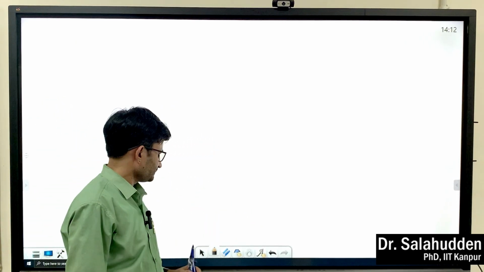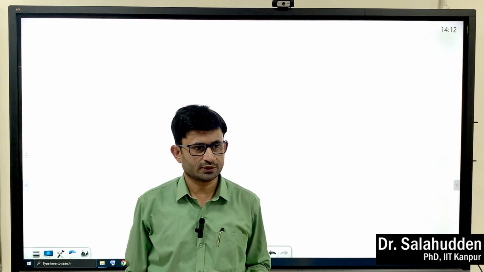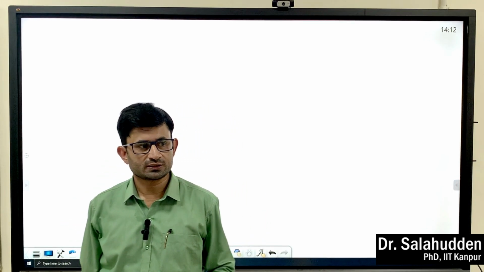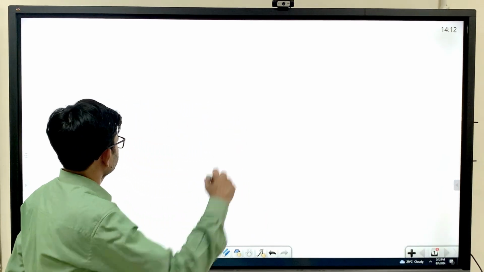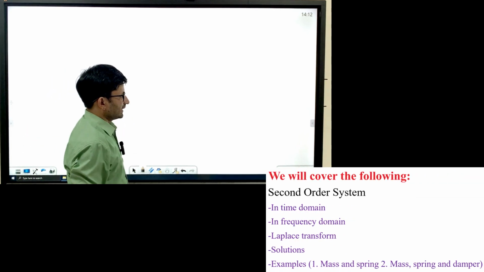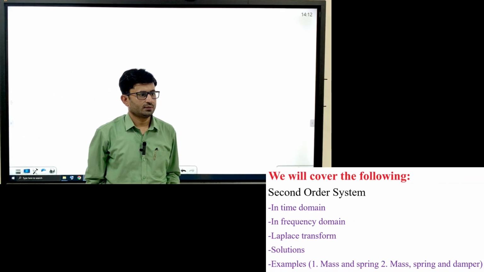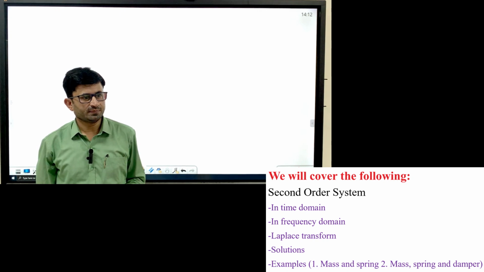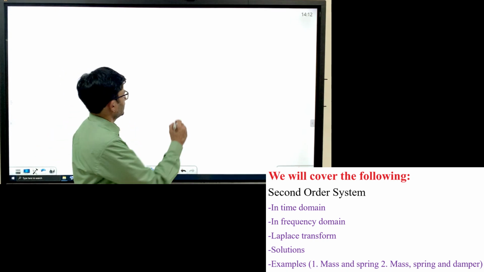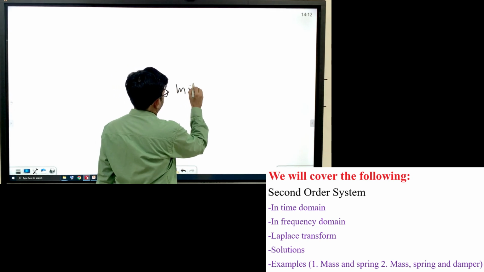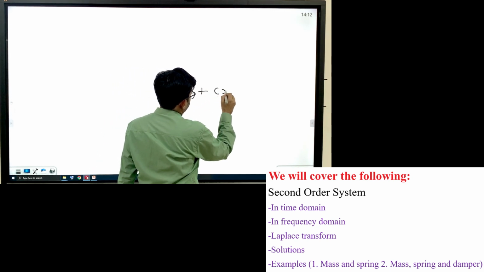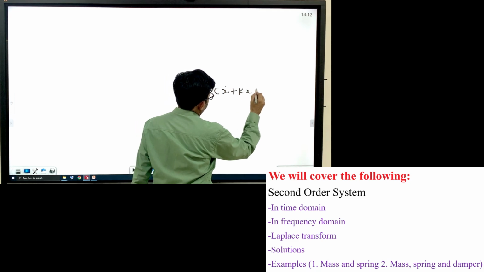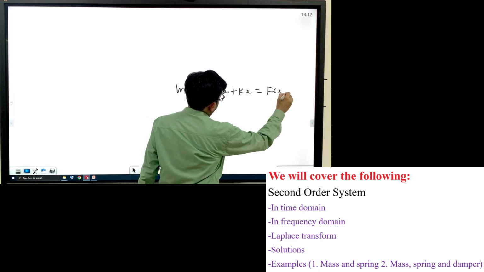Last class we were in the spring mass system, so from the last class we will continue. Today we will see the actual meaning of the spring mass system and what is the science behind the equation m x double dot plus c x dot plus k x equal to f of x.